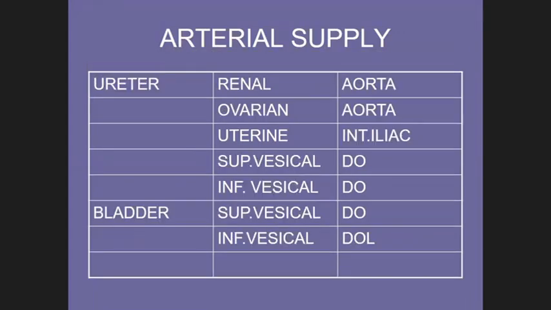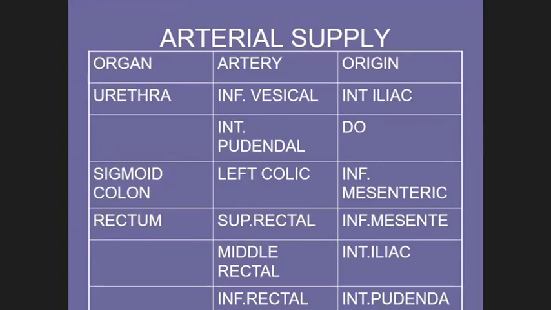Then the ureter has segmental blood supply from the areas where it traverses: from the renal artery, ovarian artery, uterine artery, and superior vesical and inferior vesical arteries. The bladder is supplied by the superior vesical and inferior vesical arteries. Then the urethra: inferior vesical and internal pudendal. The sigmoid colon: left colic, which starts from the inferior mesenteric. And the rectum is supplied by the superior rectal, middle rectal, and inferior rectal, obviously all the rectal vessels. So these could have been MCQs in the IBSs.